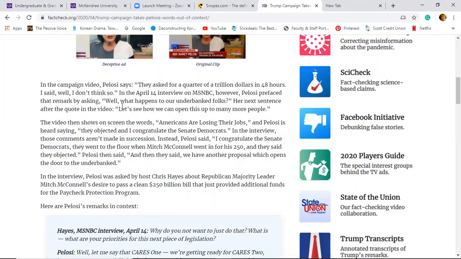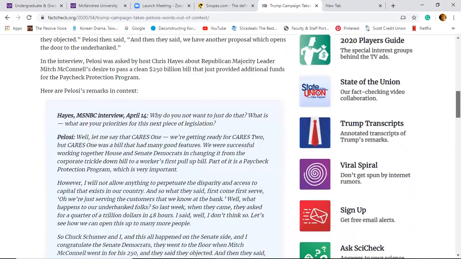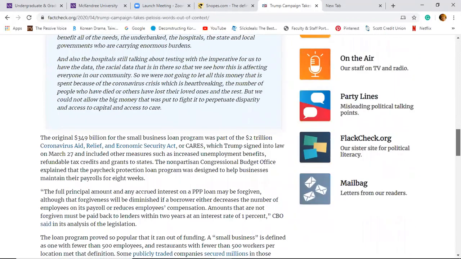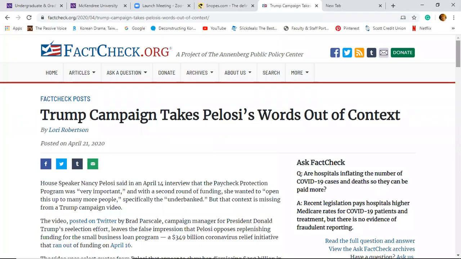I said, well, I don't think so. So instead, they're implying that the Republicans asked for money and she said, no, I don't think that's a good idea, just arbitrarily, instead of because it doesn't fulfill some of the things that she's looking for. Okay. So basically, they took it out of context in the video.